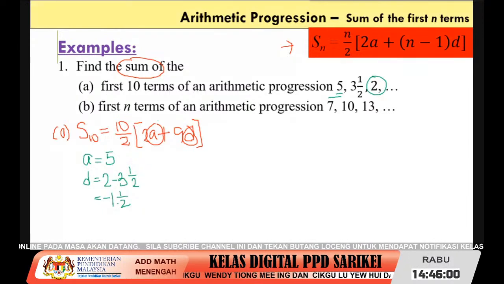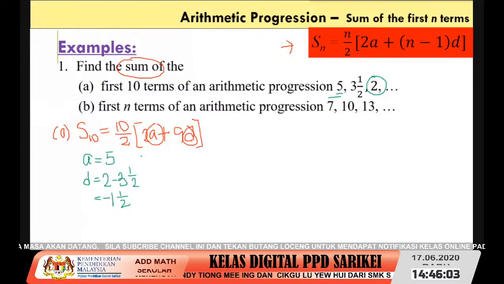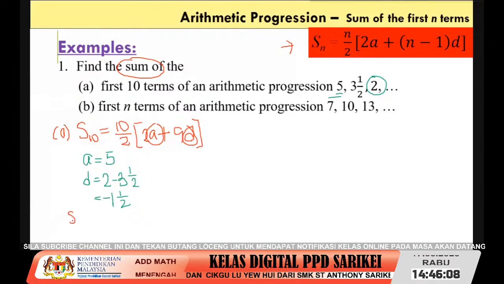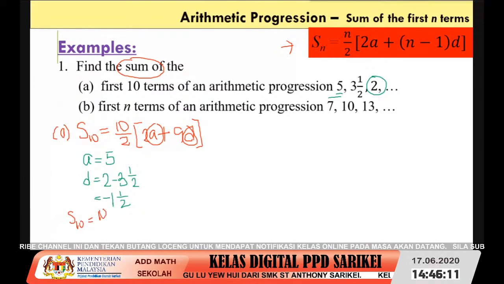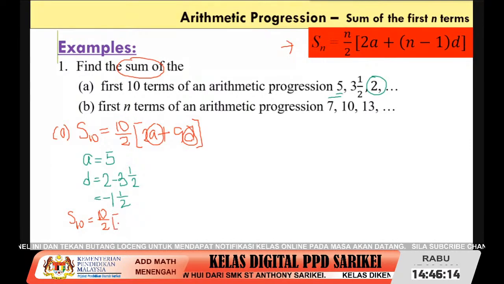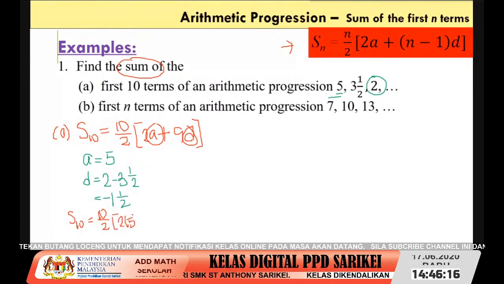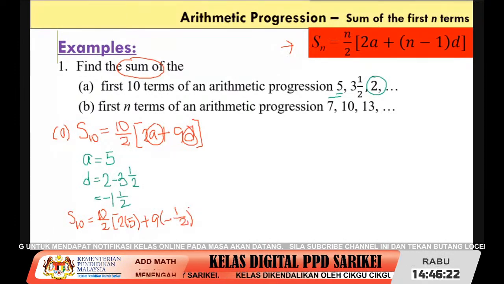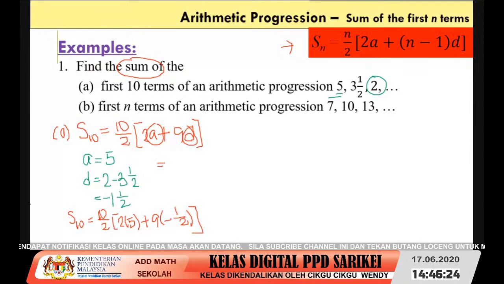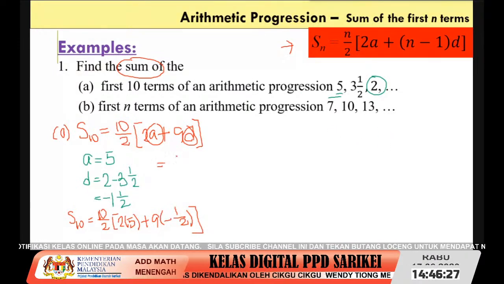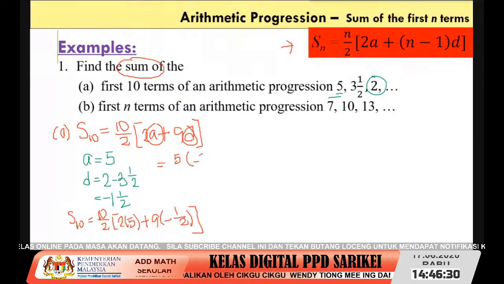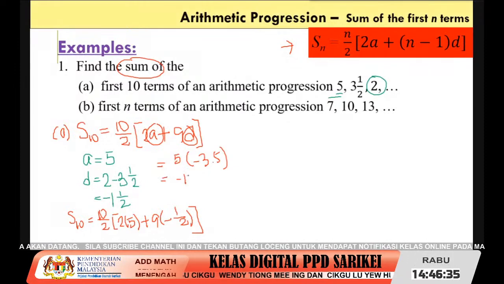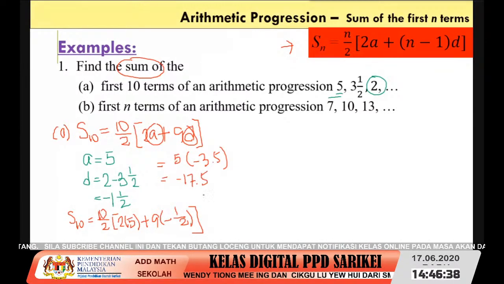Okay, negative 1.5. So we just substitute into the formula. S10 equals 10 over 2 times 2 times 5 plus 9 times negative 1 over 2. So the answer is 5 times negative 3.5. You can write step by step, I want to save my time. So the answer is negative 17.5.